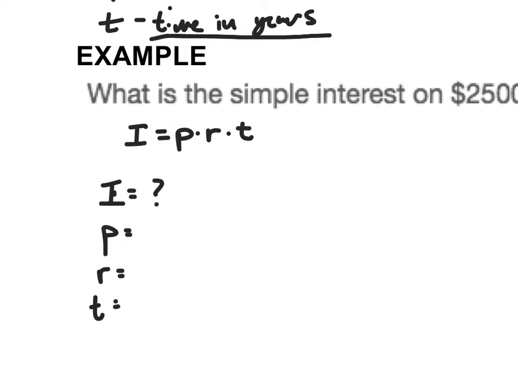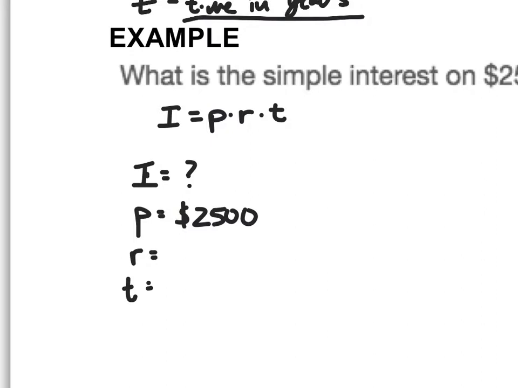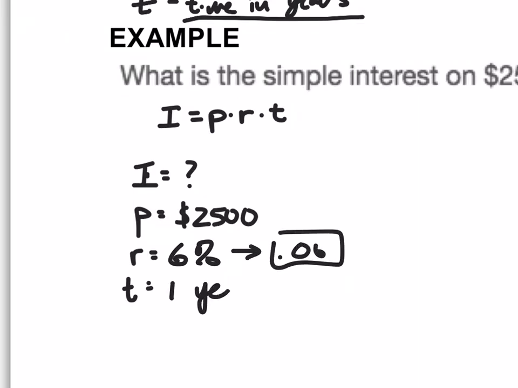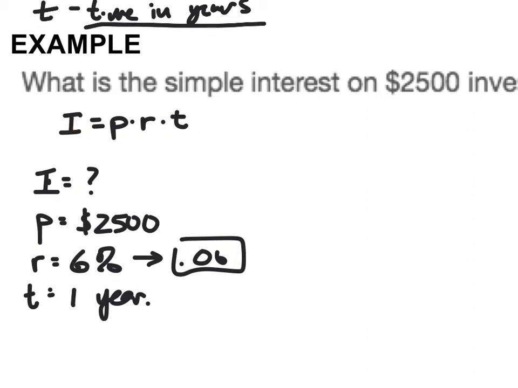That's your principal. So we're going to say your principal is $2,500. Your rate is a 6% rate for 1 year, and 6% as a decimal is 0.06, so we're going to use this number. And then time is 1 year. Then I plug all these numbers into the formula. I don't know what I is, that's what we're trying to find, but that's equal to $2,500 times 0.06 and then times 1 year.